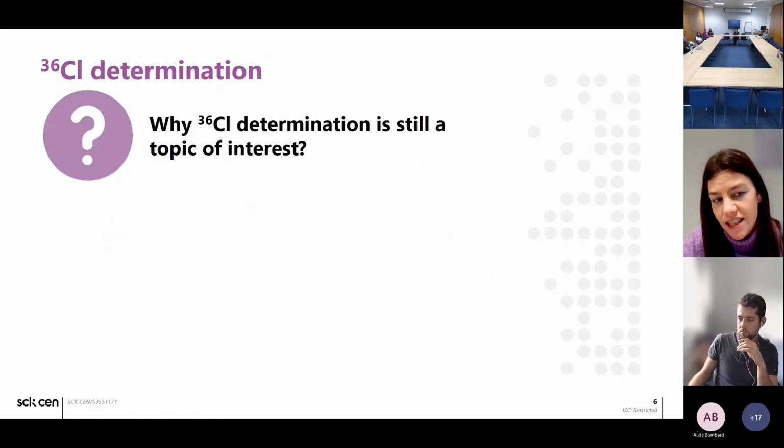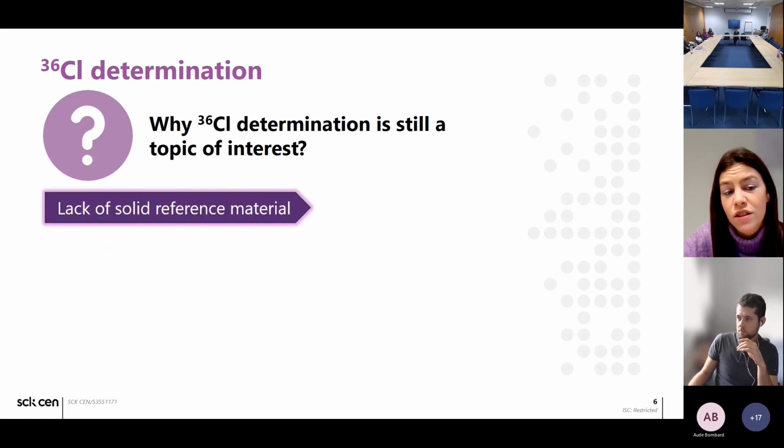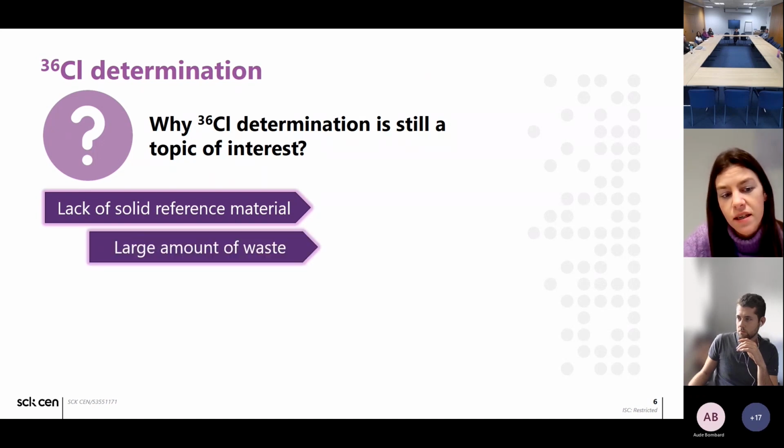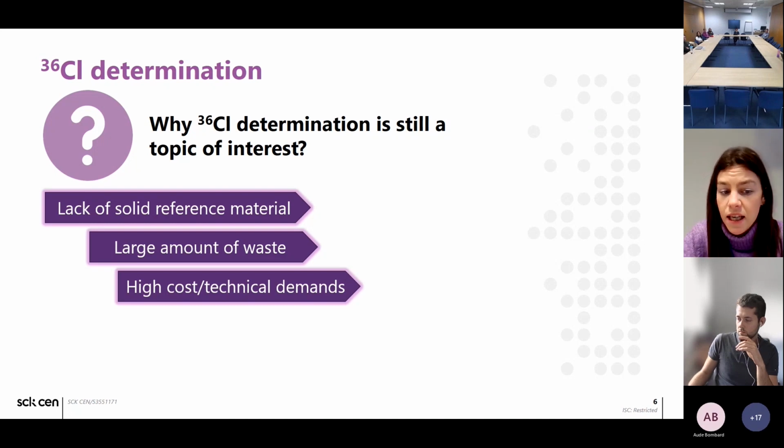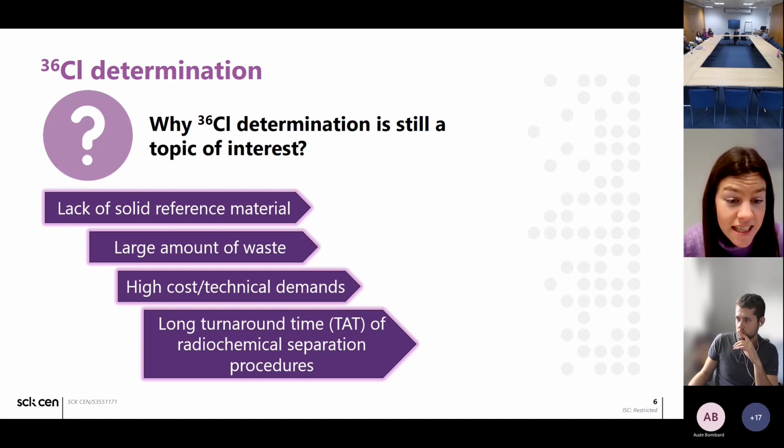So why is chlorine-36 still a topic of interest? First of all, because there's no solid reference material that we can use to validate our procedures. As well, the amount of waste that is created during this separation procedure sometimes is pretty large. The technical and cost demands are sometimes high, for example, when we need to use accelerator mass spectrometry to quantify chlorine-36. And last but not least, the turnaround times of the radiochemical separation procedures sometimes are pretty long.